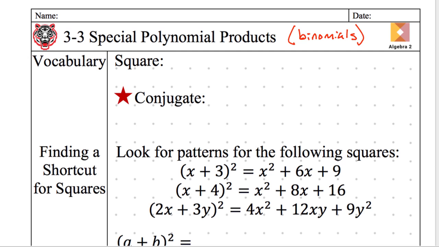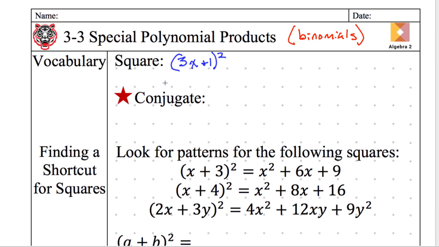So a binomial squared is going to look like this: 3x plus 1 quantity squared. That is a binomial square. You know what it looks like now. So that is our review. A conjugate, though, might be new things. What is a conjugate? We don't know because it's new.